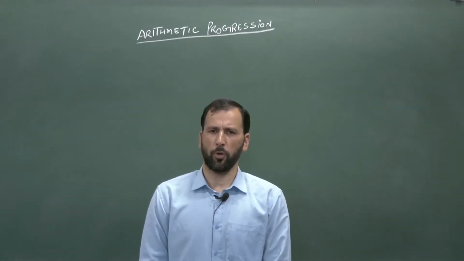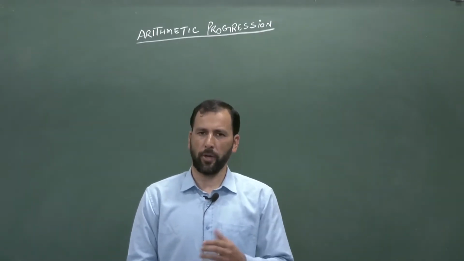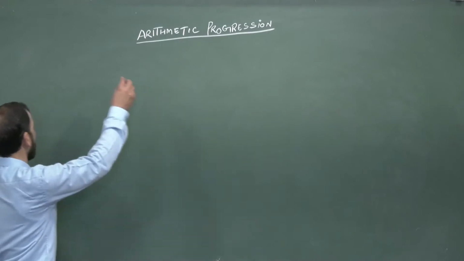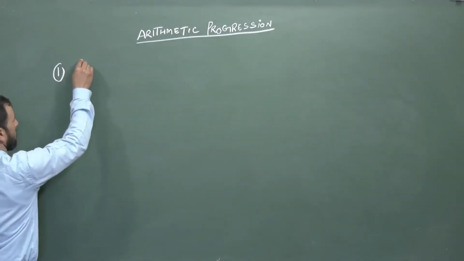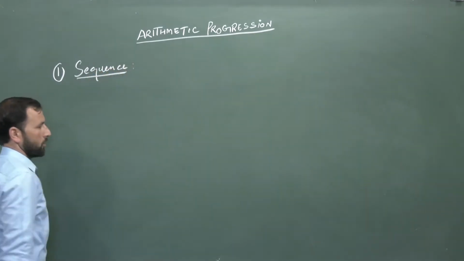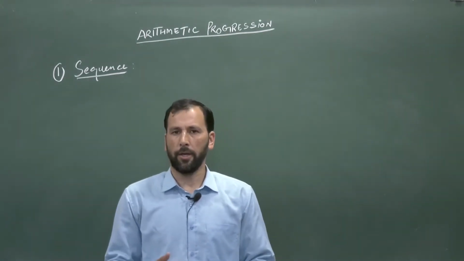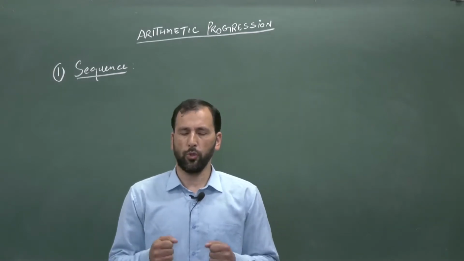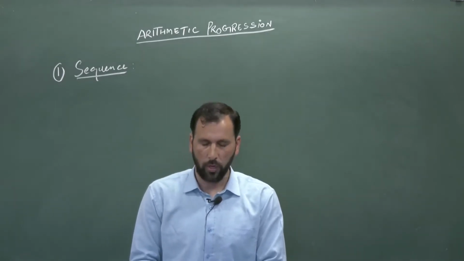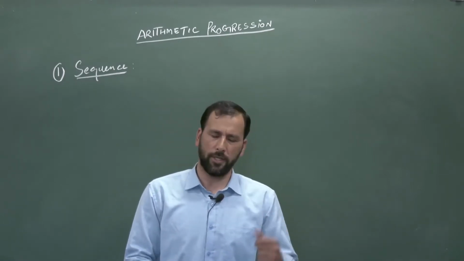Good morning, children. Today we are going to learn about the topic arithmetic progression. Before discussing arithmetic progression, first of all we should come to know what a sequence is, what a progression is, what a series is. So the first one is, what is a sequence? A sequence is an arrangement of numbers arranged in a definite order according to a definite rule. So an arrangement of numbers which are arranged in a definite order according to a definite rule is called a sequence. So let us take some examples to understand what a sequence is.